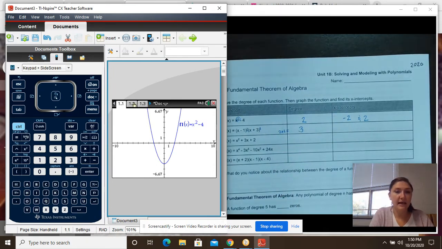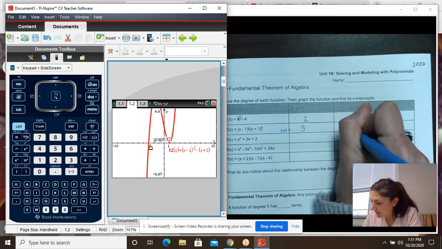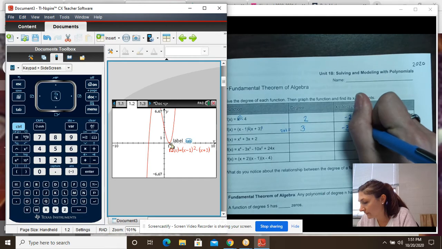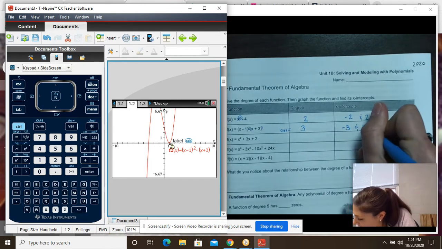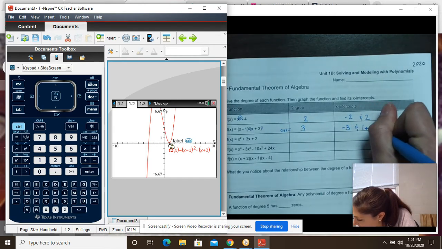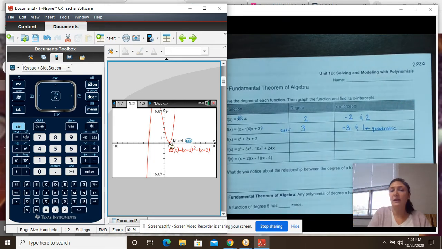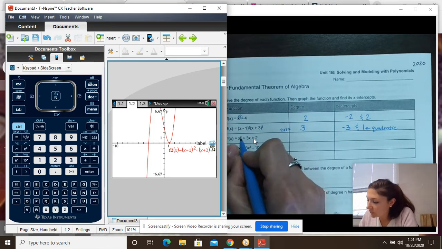And then if I come to my calculator and take a look at my next graph, here's my function all graphed for me. I have x-intercepts at -3 and +1. And I am just going to make a quick note that we have quadratic behavior at +1. My next function has a degree of 2.